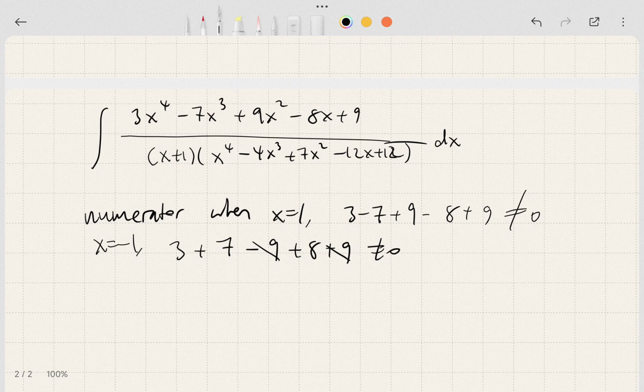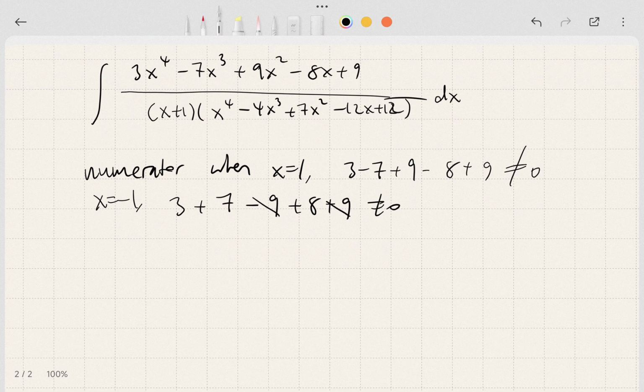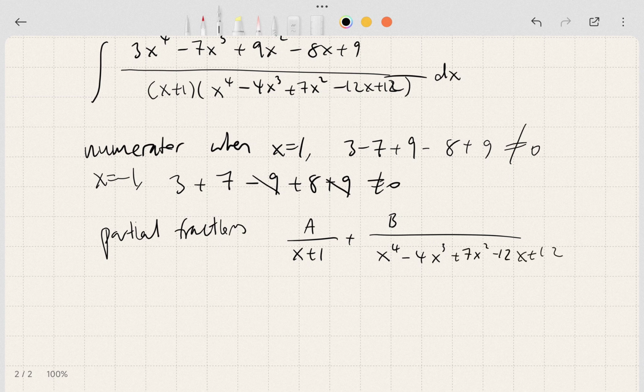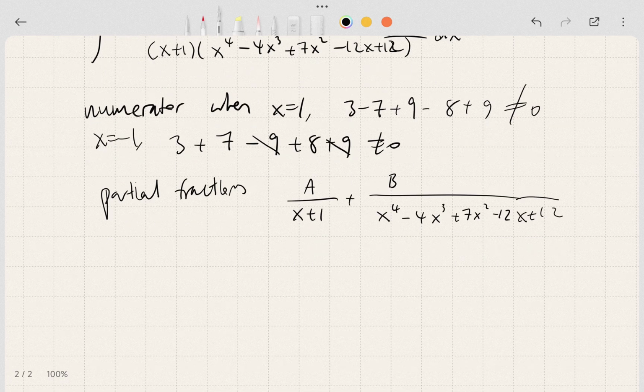Okay, so there's no simplifications here. So let's proceed with partial fractions. It's going to be a partial fractions problem. So it's x plus 1 as the denominator, and for the second partial fraction, it's x to the power 4 minus 4x cubed plus 7x squared minus 12x plus 12. Let's solve this partial fraction.